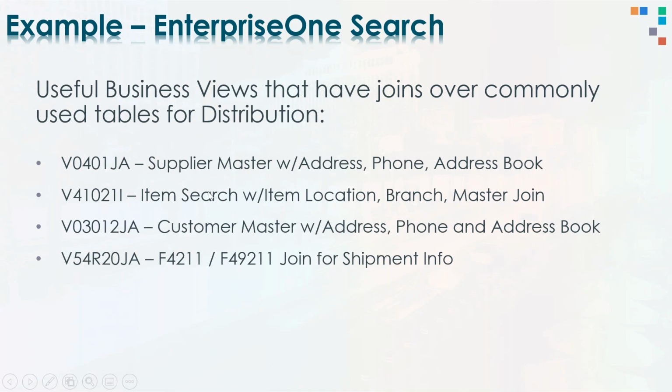So you can go from basically an item search that will also let you get information from the item location, the branch, and the master records. This one here, the third one, the customer master with address, phone, and address book, is the one that I was just using. And this is a good one if you need to do anything that is joining from transportation shipments to sales order information.